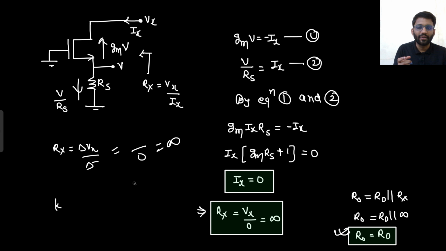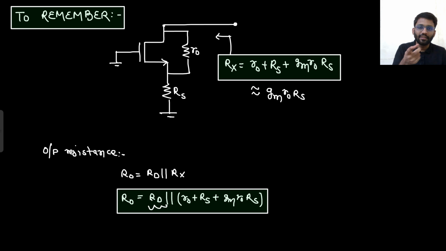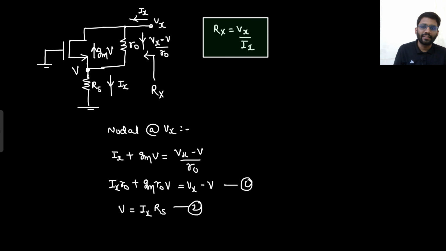Now some people will have a doubt: Sir, then why in the previous case was it changing? If you change Vx, what will happen? The current in R0 will change. If the current in R0 is changing, that means this Ix can change, because Ix depends on the MOSFET current plus the current in R0.